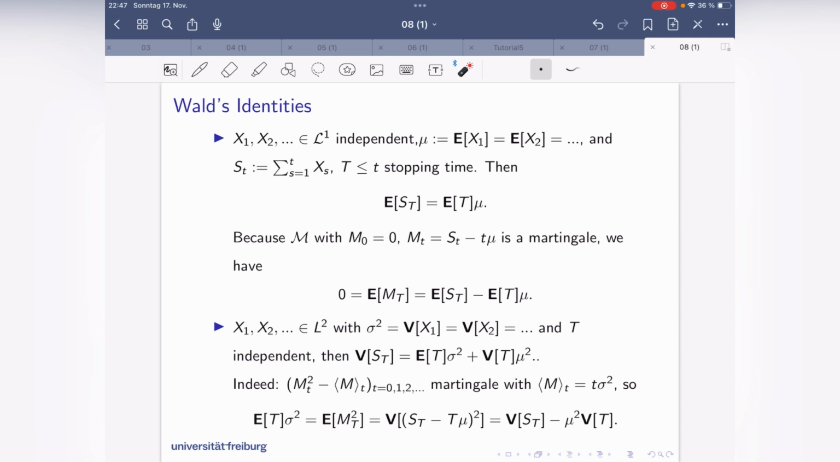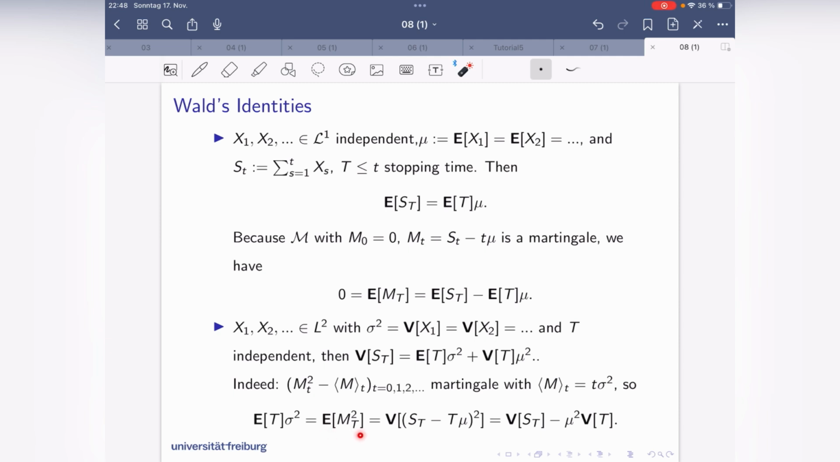And that means that this thing here, and also the random time T, must be the same as the expectation of M in capital T squared, because this here is a martingale. And M_T squared is S_T minus T mu squared. So this here is a random variable. Just a moment, something is wrong here.